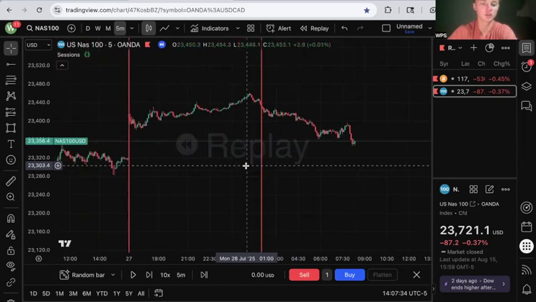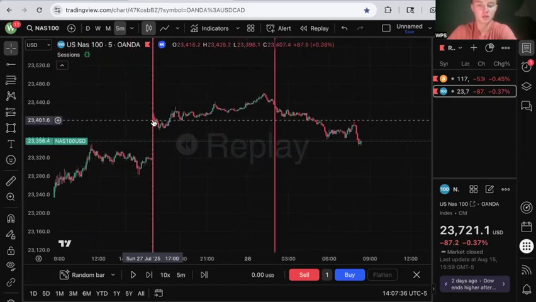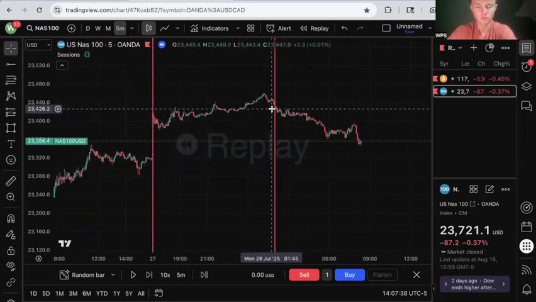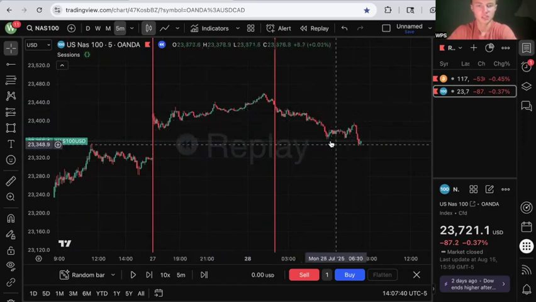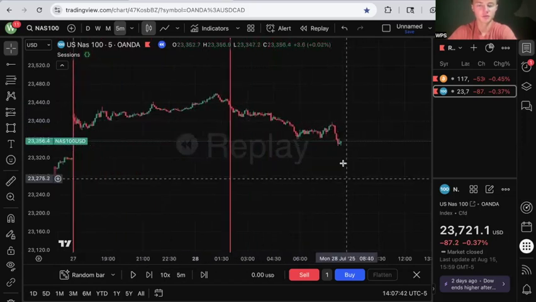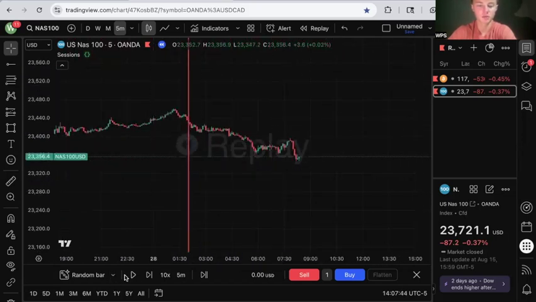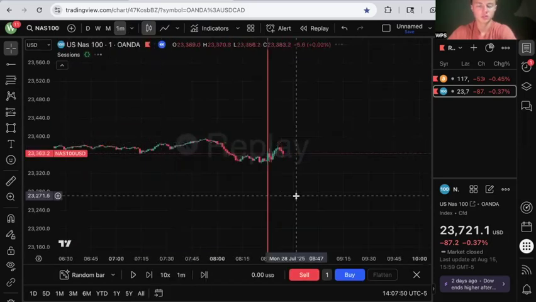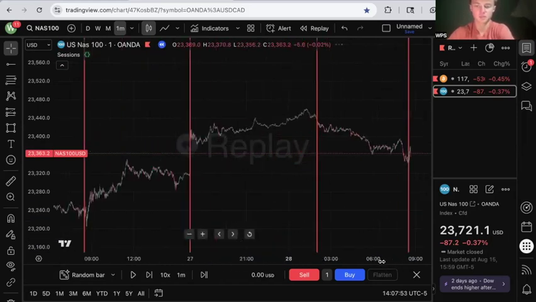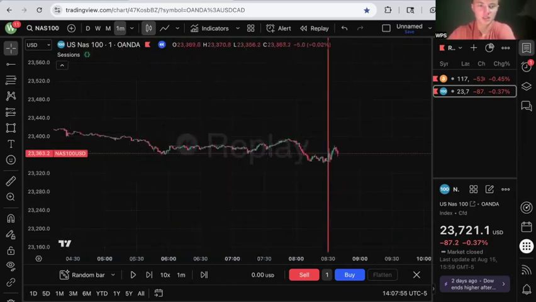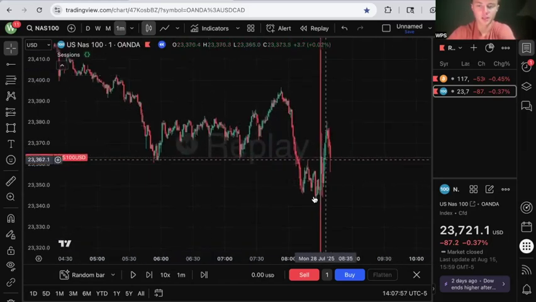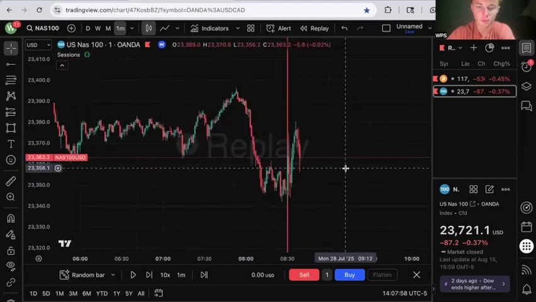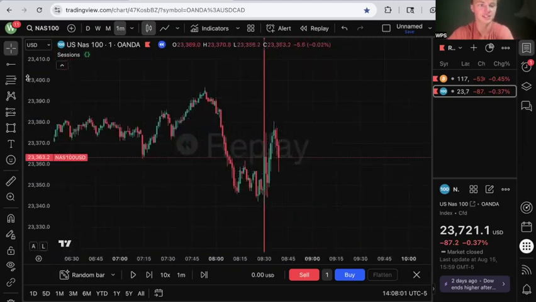Price hasn't really done a great deal. We have taken out these Tokyo lows, I suppose, but we haven't really seen a rally up. Waiting for the New York session to actually see some action. We do see a liquidity sweep right here, strong rip upwards, and then it looks like we're retracing down.